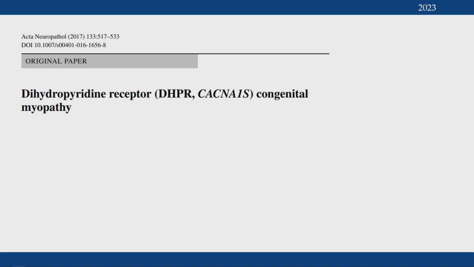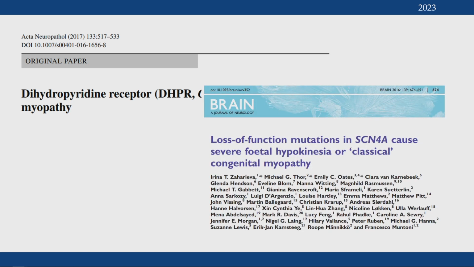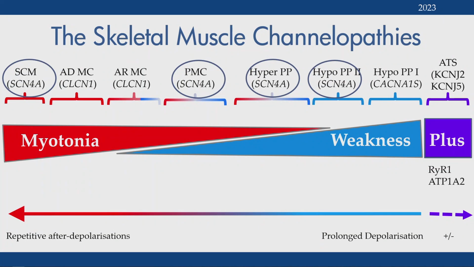But as well as new genes associated with periodic paralysis, we also now have new phenotypes associated with the known genes. So the sodium and the calcium channel can also cause a congenital myopathy, and also the previously described congenital myasthenia. What I just want to highlight is that the muscle sodium channel mutations can cause any one of these phenotypes, ranging from pure myotonia to the myotonia weakness overlap to pure weakness, and also the congenital myopathy and congenital myasthenia.